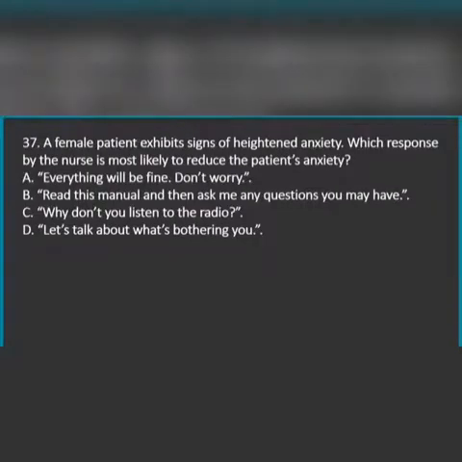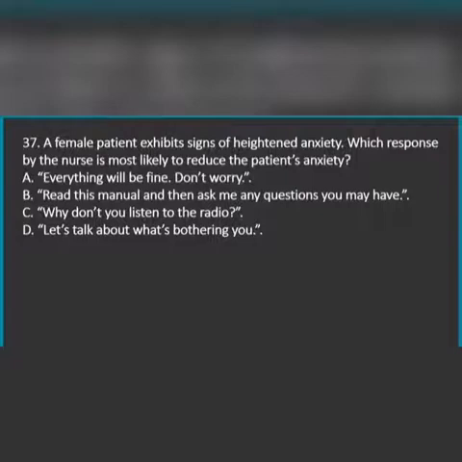Question 37. A female patient exhibits signs of heightened anxiety. Which response by the nurse is most likely to reduce the patient's anxiety? A. Everything will be fine. Don't worry. B. Read this manual and then ask me any questions you may have. C. Why don't you listen to the radio? D.